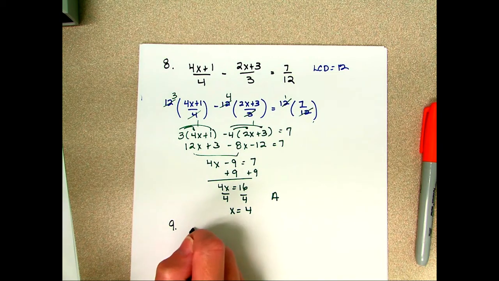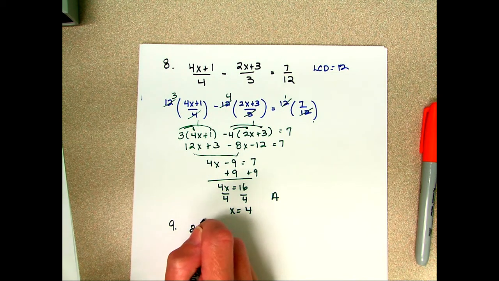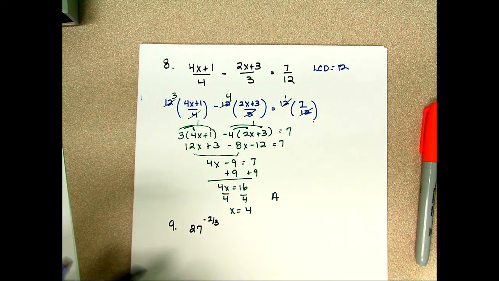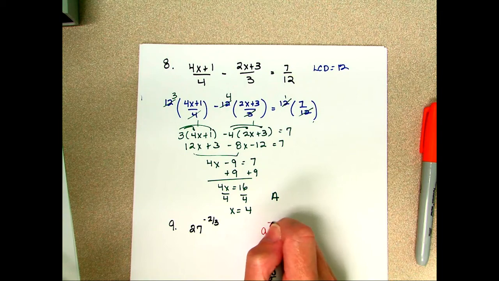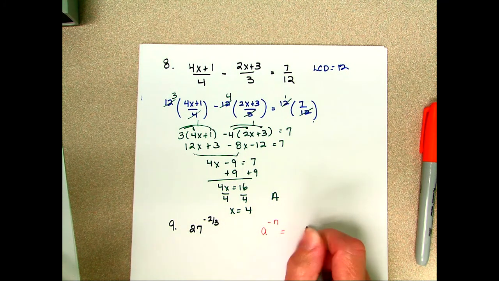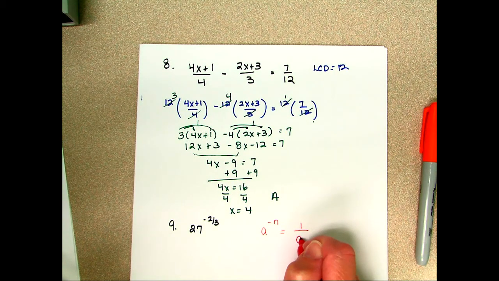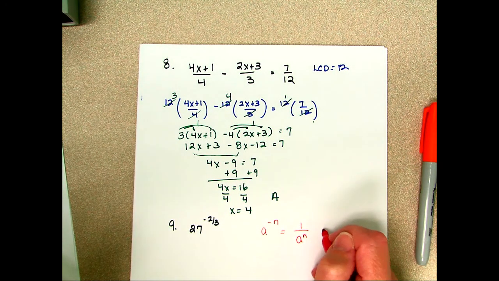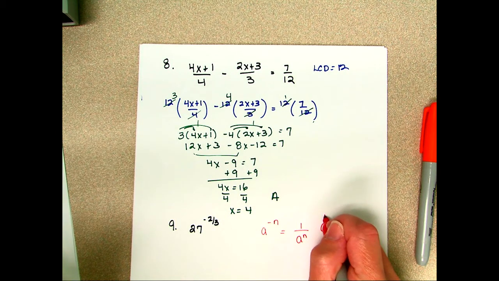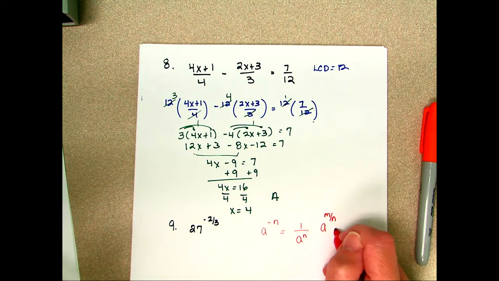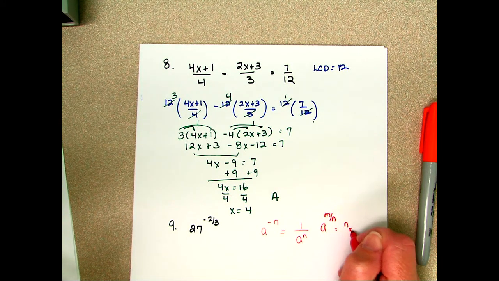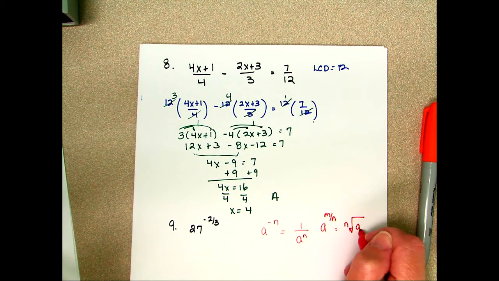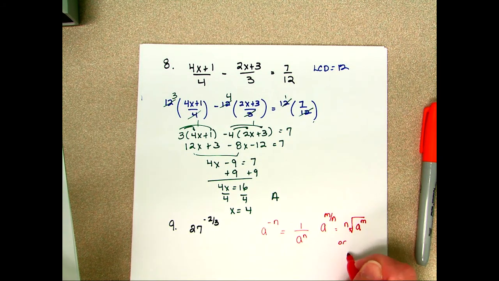Write the equivalent in radical form. 27 to the negative 2/3 power. First, recall, whenever we have something to a negative exponent, to make the exponent positive, we take its reciprocal. It will be 1 over a to the n. Also recall, anything to a fractional exponent, the denominator becomes our index. The base stays the base, and the base is raised to the numerator exponent, or can be written as the index a all to the numerator power.